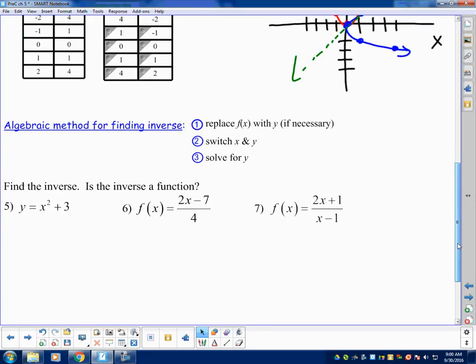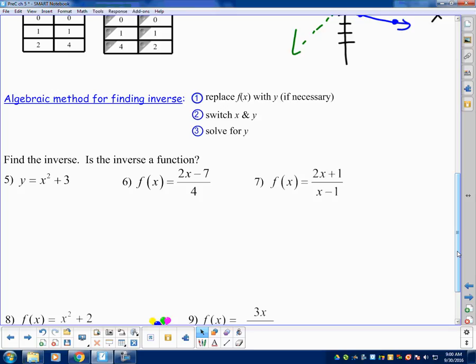So I think we already know the answer to the first one, number 5. Can you tell me, is the inverse a function? It certainly isn't. Why not? It's a parabola. The parabola is not going to pass the 1 to 1 or horizontal line test. But I think you guys already solved this. You already kind of knew what to do.